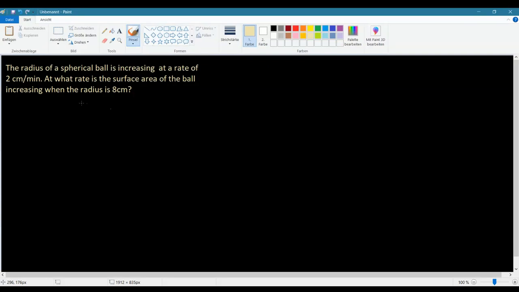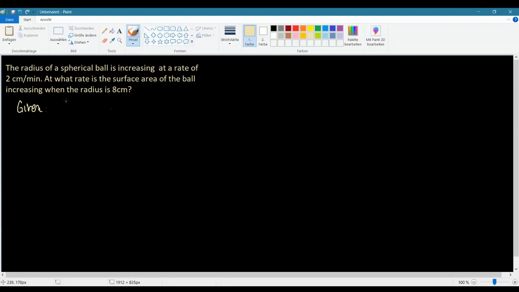We're going to work on this problem, which is that we have a spherical ball, and the radius of the spherical ball is increasing at a rate of 2 centimeters per minute. And we want to know what the rate of the surface area of the ball is increasing at when the radius is 8 centimeters. So what do we have? What is given? Let's write down what is given.